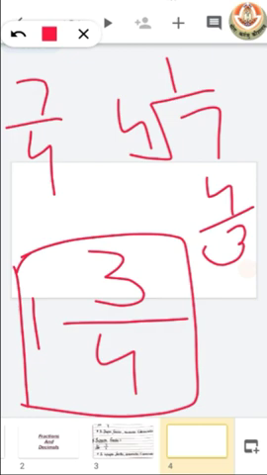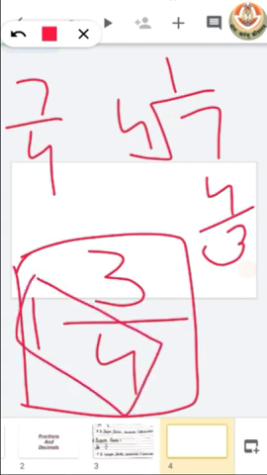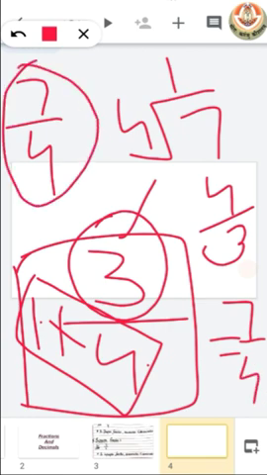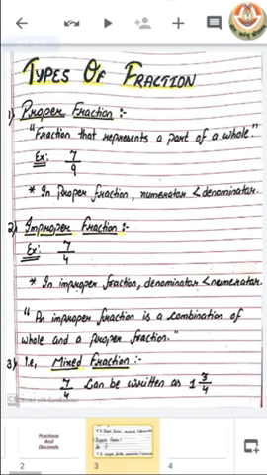Now, how can we convert the mixed fraction into an improper one? For this we multiply 4 with 1, and we get 4. Then we add the result of that multiplication to the numerator 3. So 4 plus 3 will be 7. So we get again 7 by 4, the improper fraction. That means an improper fraction is just another form of a mixed fraction.